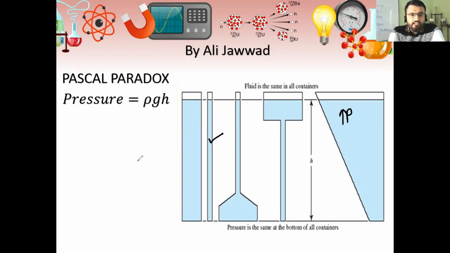This phenomenon is known as Pascal paradox, because according to the formula, the pressure depends on gravity, density and height. Now note that the height of the liquid in each of the containers is the same, and the type of liquid is also the same. So it means they have the same density, they have the same height, and the gravity acting upon each of the containers will also be the same. So that leads to the same pressure even though the shape of the container and the amount of liquid is different. So this phenomenon is known as Pascal paradox.